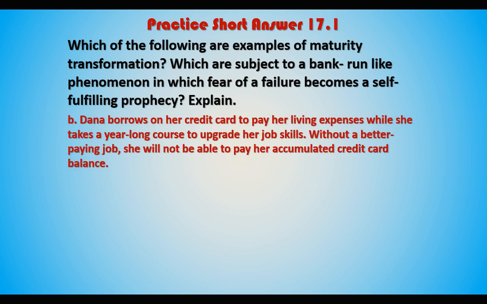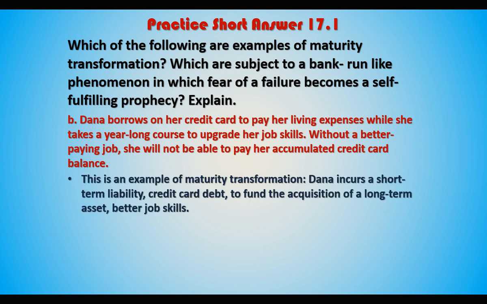B, Dana borrows on her credit card to pay her living expenses while she takes a year-long course to upgrade her job skills. Without a better paying job, she will not be able to pay her accumulated credit card balance. Yes. So she's borrowing on her credit card, right? So she's taking on a liability, and then she's turning that into a long-term asset, which is like the human capital that will upgrade her job, right? So this is an example of maturity transformation. Dana incurs a short-term liability, credit card debt, to fund the acquisition of a long-term asset, better job skills.